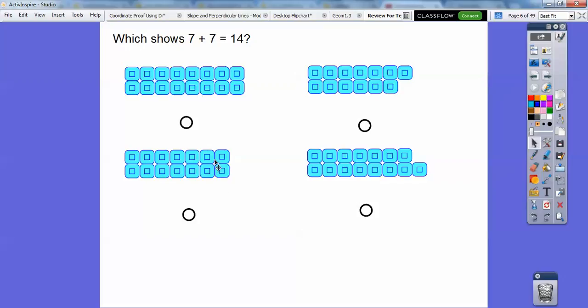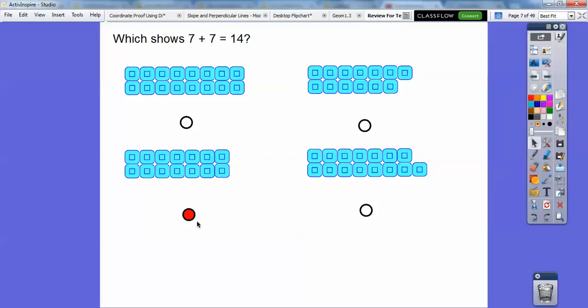So we just have to count how many pairs of 7. Let's count the columns. Here we have 1, 2, 3, 4, 5, 6, 7, 8. So it's not this one, it's this one right here: 1, 2, 3, 4, 5, 6, 7. Do you guys see that? So it's this one. What you're going to do is bubble in that one right there.